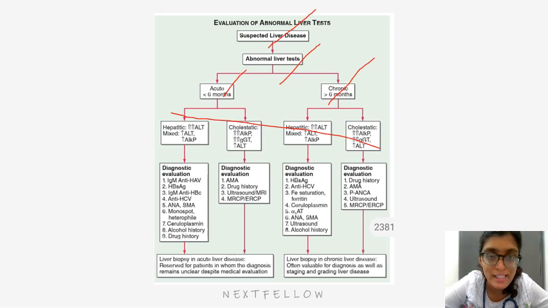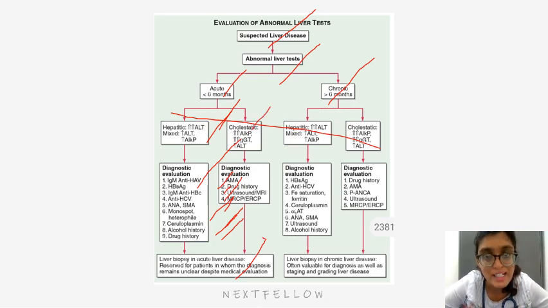If the hepatic ALT is raised, or a mixed ALT and alkaline phosphatase is raised, then diagnostic evaluation should be done: IgM anti-HAV, HBsAg, IgM anti-HBc, anti-HCV, ANA, SMA, monospot heterophile test, ceruloplasmin for Wilson's disease, alcohol history and drug history. Liver biopsy in acute liver disease is reserved for patients in whom the diagnosis remains unclear despite medical evaluation.